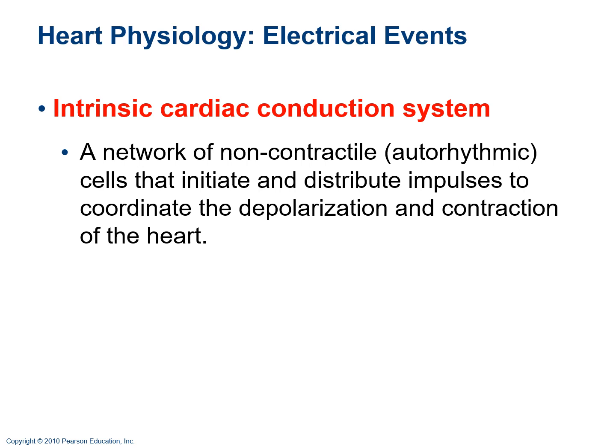We mentioned that about 1% of cardiac muscle cells are autorhythmic. They can spontaneously contract and stimulate an action potential. Or excuse me, they can spontaneously depolarize. And this plays into the greater intrinsic cardiac conduction system. So intrinsic means within the heart itself. The cardiac conduction system is a network of non-contractile but autorhythmic, spontaneously depolarizing cells that initiate and distribute impulses to coordinate the depolarization and contraction of the heart.